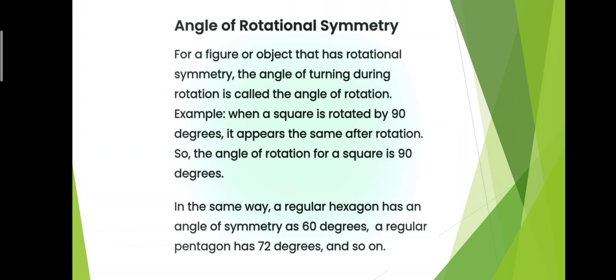Angle of rotational symmetry. For a figure or object that has rotational symmetry, the angle of turning during rotation is called the angle of rotation. For example, when a square is rotated by 90 degrees, it appears the same after rotation. So, the angle of rotation for a square is 90 degrees. In the same way, a regular hexagon has an angle of symmetry of 60 degrees. A regular pentagon has 72 degrees, and so on.